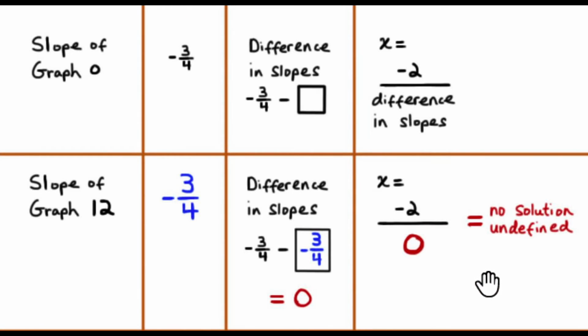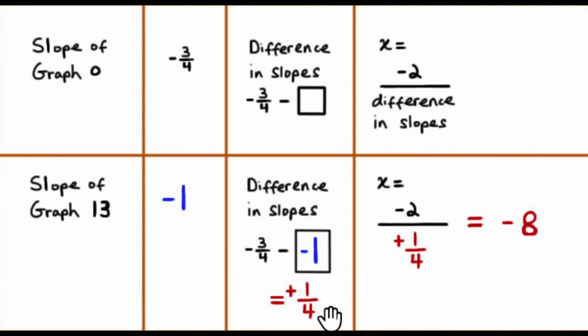And this is undefined. There is no solution. And so now the difference is a small positive amount. So a -3/4 minus a -1 is a +1/4. So -2 divided by a small positive value is going to give you a large negative x-coordinate.